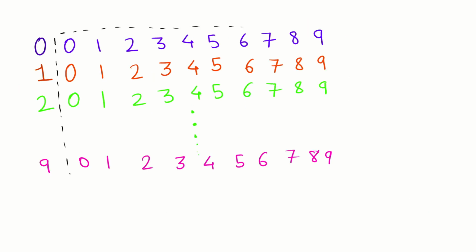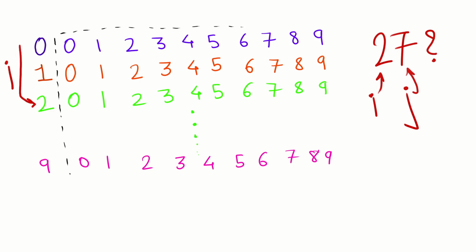I don't remember. So what is 27? You can consider that this 2 is like the ith index and 7 is like the jth index. So 2 is here, the ith index, and j is here, the 7th index, in this particular case of 27.